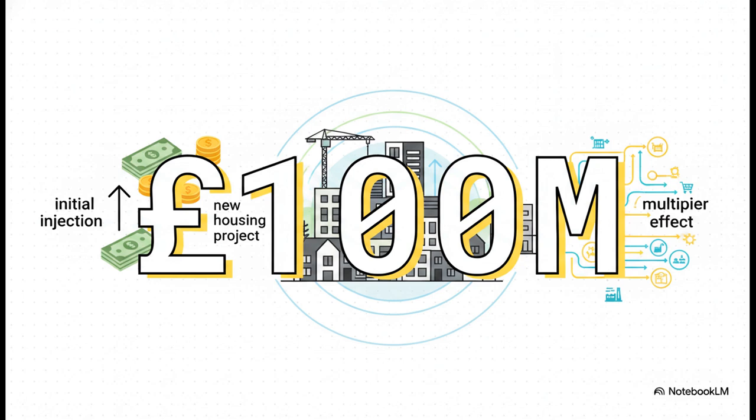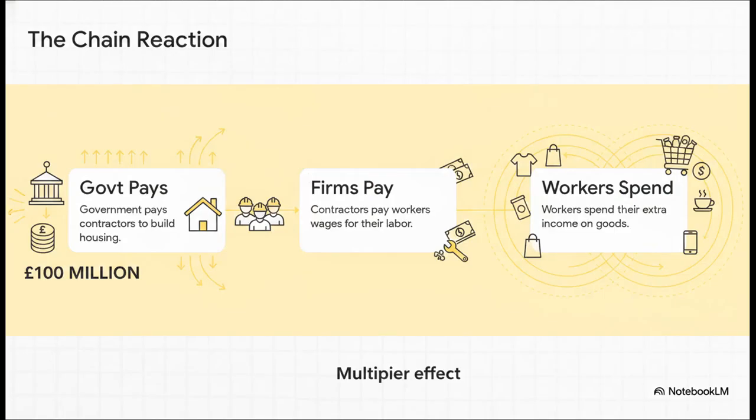So, lock that number in your head. This 100 million pounds is our starting point. This is what economists call our initial injection. Now, let's watch how this builds step by step, because it's basically a giant chain reaction. First off, the government doesn't just build the houses themselves. They pay a construction company to do it. So that initial 100 million pound injection goes straight into the bank accounts of those contractors. Bam! We instantly have an immediate increase in aggregate demand.